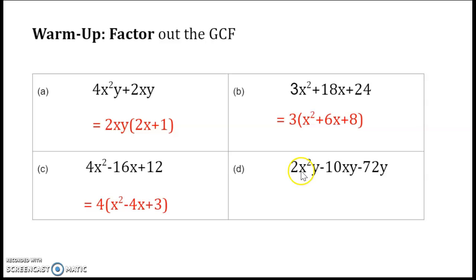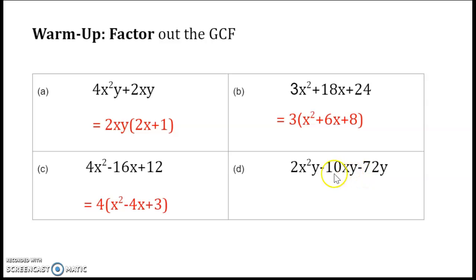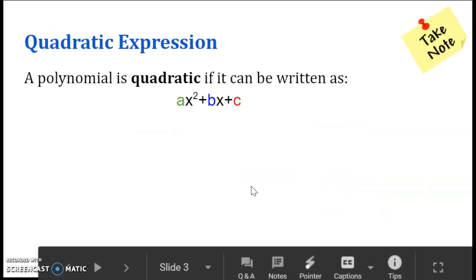What about the variable? Now, we have x squared y, so two x's and a y. I have one x and one y, but then I only have one y here. So the limiting factor is the y, isn't it? Okay, so that means y is common to all three, so I can take out 2 and y. That's 2y. So x squared is the first term because 2y times x squared is 2x squared y, and 2y times negative 5x is negative 10xy, and negative 36 times 2y is negative 72y. Great. I hope that refreshed your memory from last lesson.